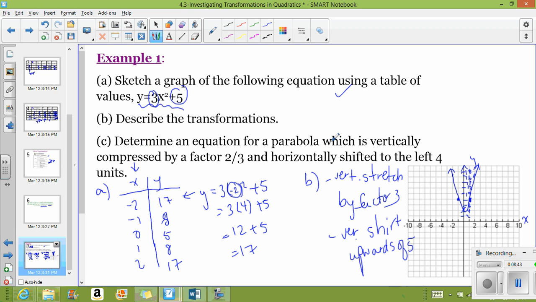Part C, we're going to determine an equation for a parabola that is a vertical compression by a factor of 2/3 and a horizontal shift left 4 units. So we have y equals, if it's a vertical compression, that's our a value by a factor of 2/3. That's the part that goes in front. Then we have our x squared. We have a horizontal shift 4 units left. So if we went to the left, that would actually mean we need to put plus 4 because it comes out as the opposite and moves to the left. And those are the only factors. There's no k, so then that would be the equation there for part C.